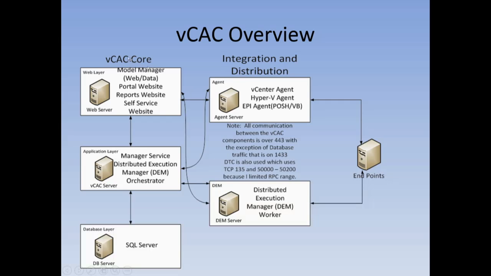As you can see here on the screen, with vCAC there's the vCAC core, and then there's an integration and distribution layer. Within the web application layer, there are basically 4 components. Within that, there's the self-service website. This is that easy button user interface that you want to present to your users, so they get that Amazon or shopping cart type feel to it.